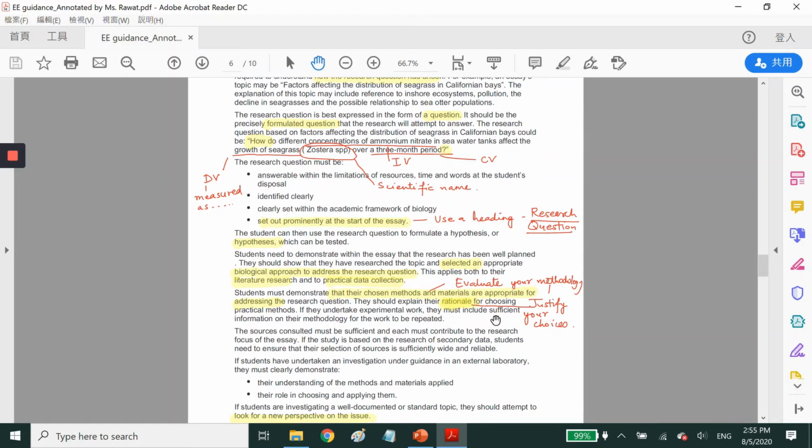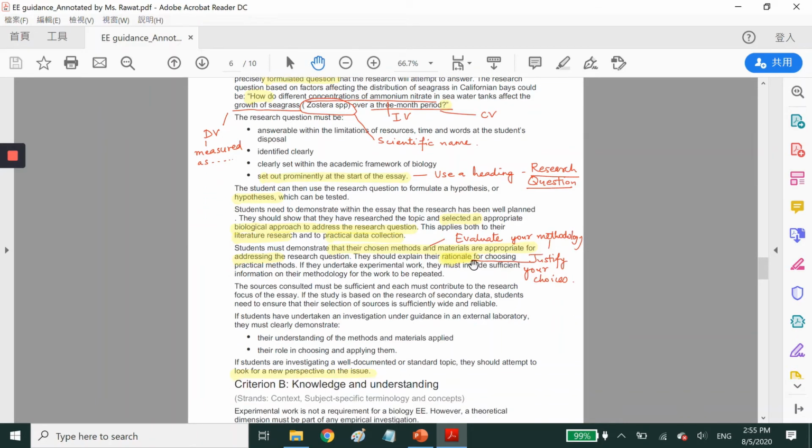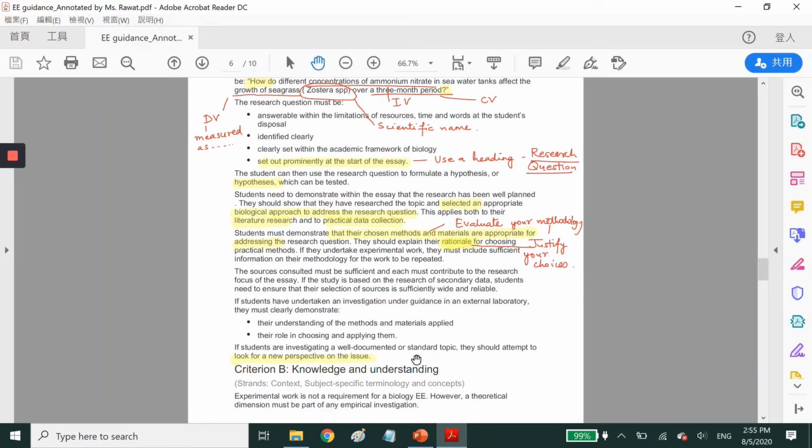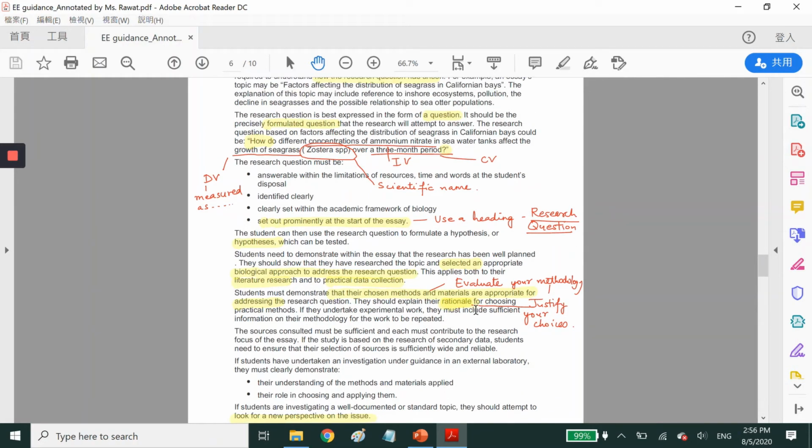So here we also mention that when you talk about your methodology, you need to explain how it answers your questions, justify your choice, and explain along the way. I think that's about it for section A. Again, you can pause the video, look at the link in the description below, download the PDF, and then read it for yourself. Okay, so next one.